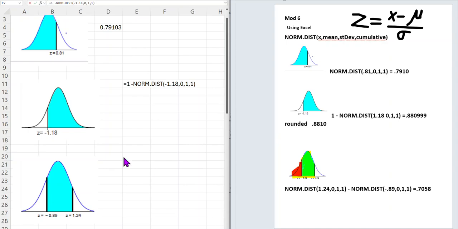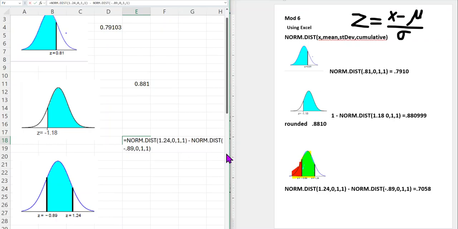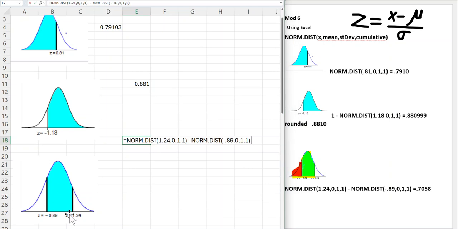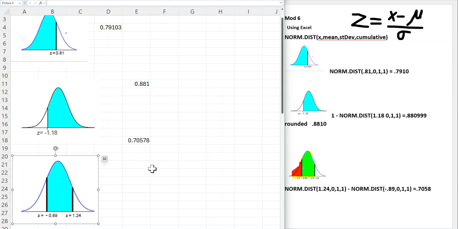Okay. So what I'm going to do is I'm going to take my formulas and I'm not going to type them all in this time. I'm just going to take these formulas and I'm going to copy and paste it over here. I'm going to type equals because you always have to start a formula with an equal sign. And I'm going to type in my, stretched out here so you can see it. Okay. So I'm going to take the area to the left of 1.24. And then I'm going to subtract this area to the left of negative 0.89. And so the area that falls in between here is about 71%. And that makes sense. Okay.